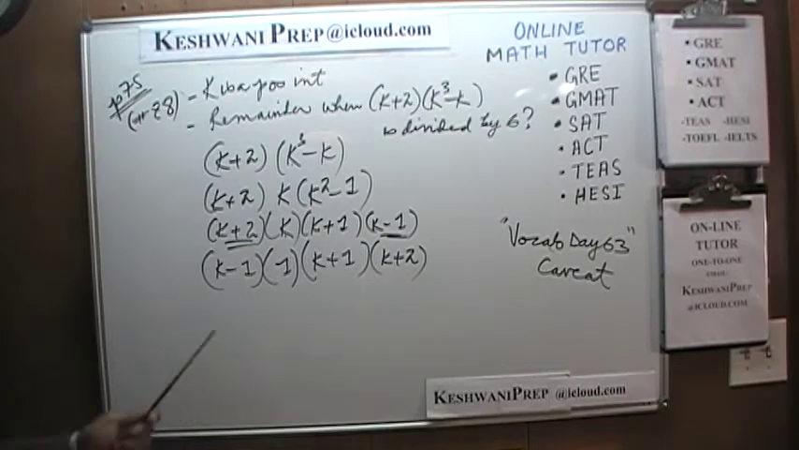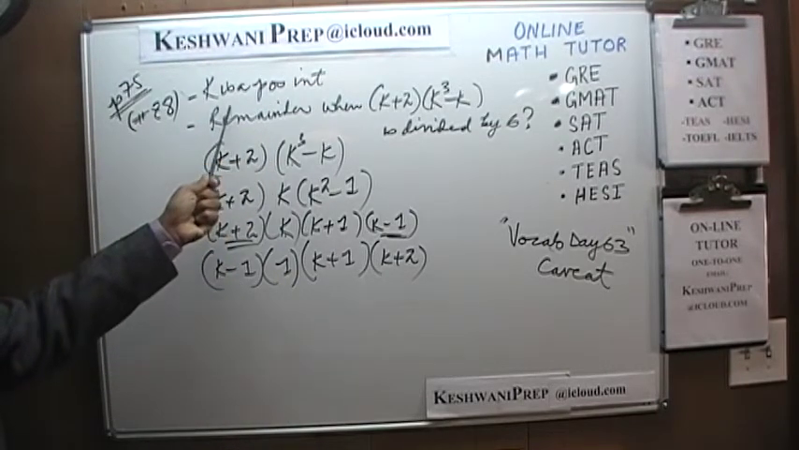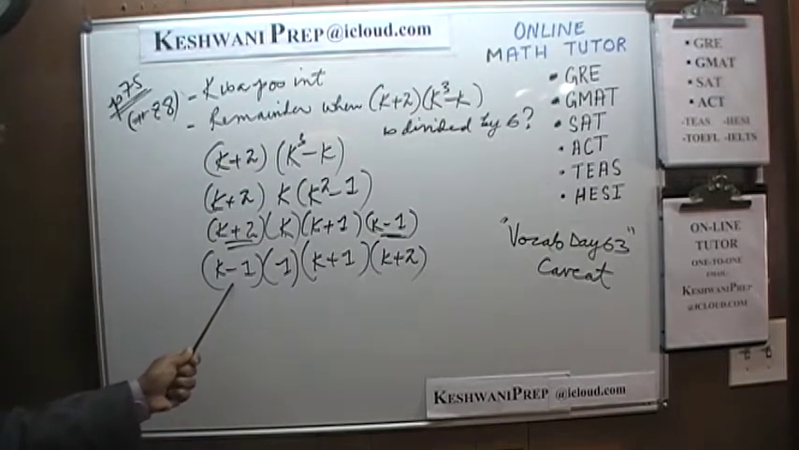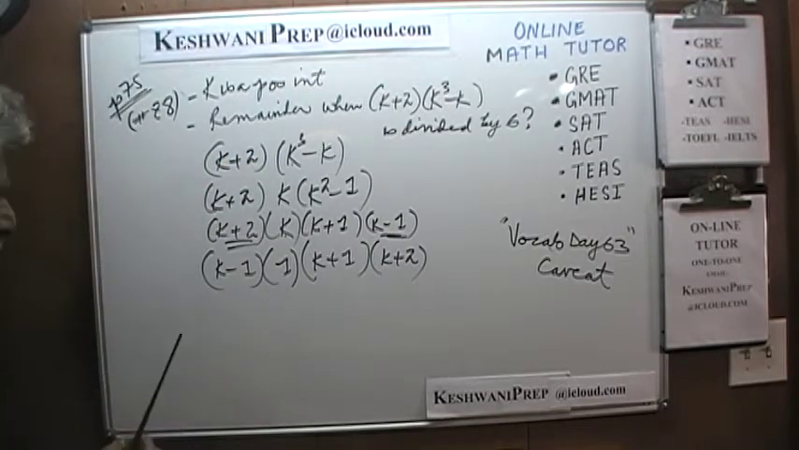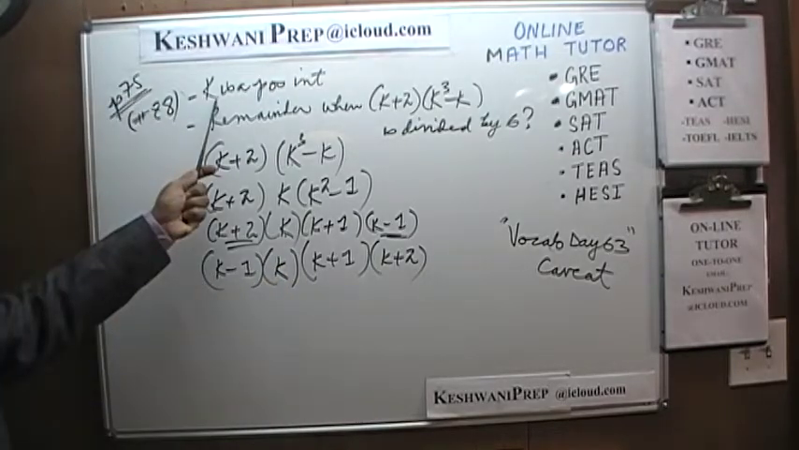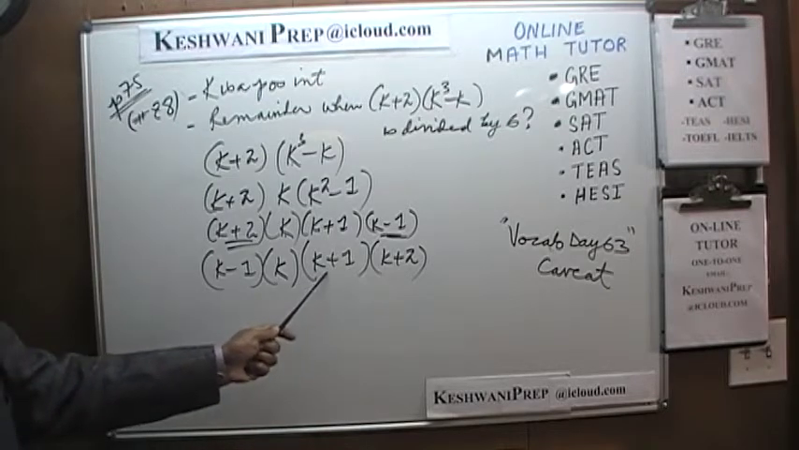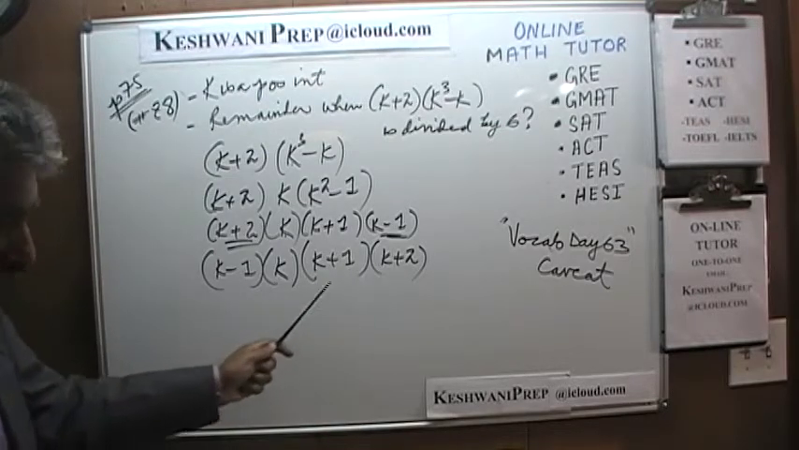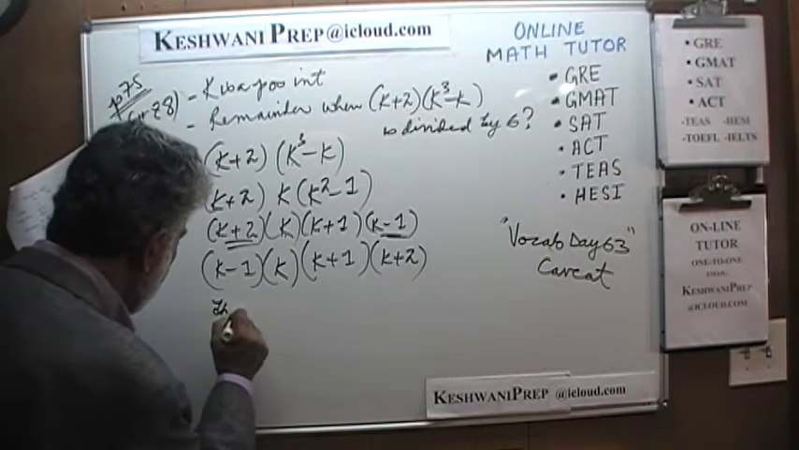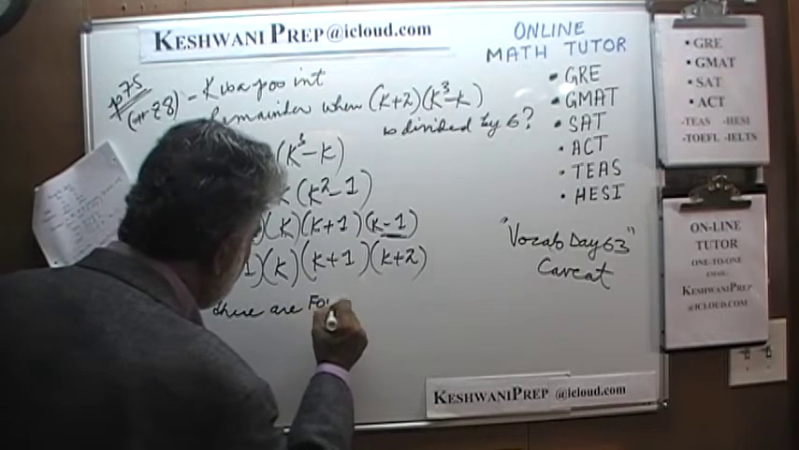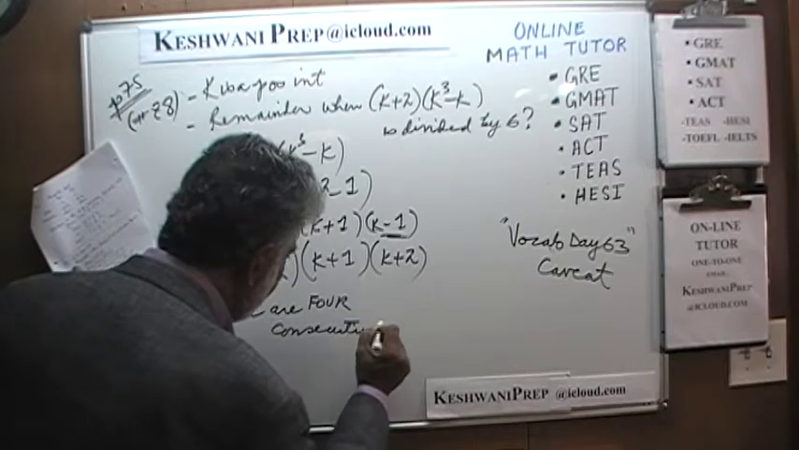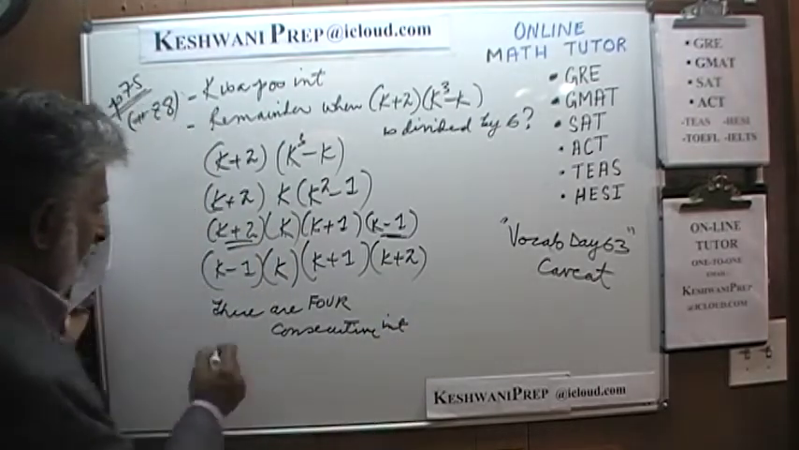What do we notice? Given the fact that k is a positive integer, let's just say 5. So this is 4. This should say k, not 1. If k happens to be 5, this would be 4, 5, 6, 7. What do we notice? We notice that these are 4 consecutive integers.